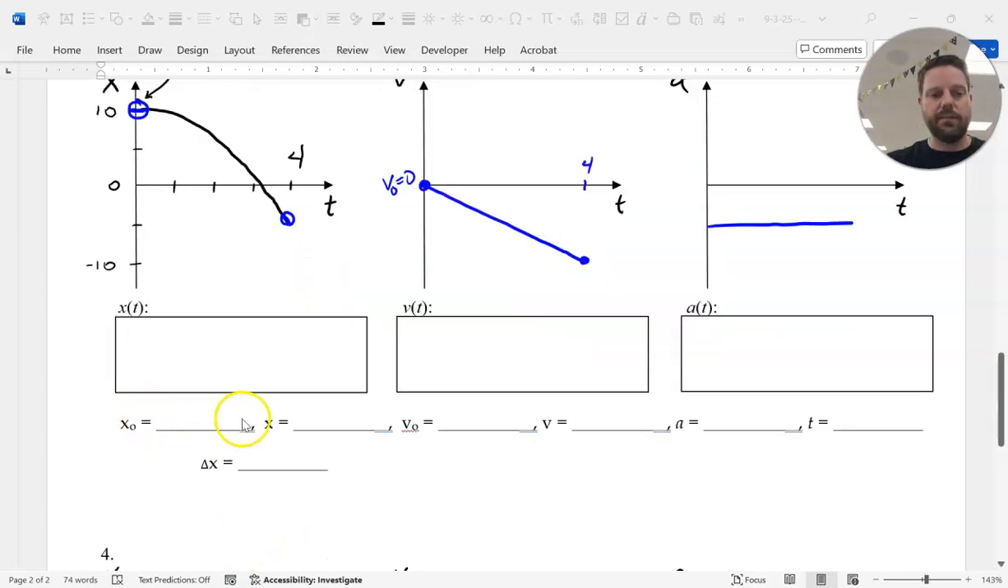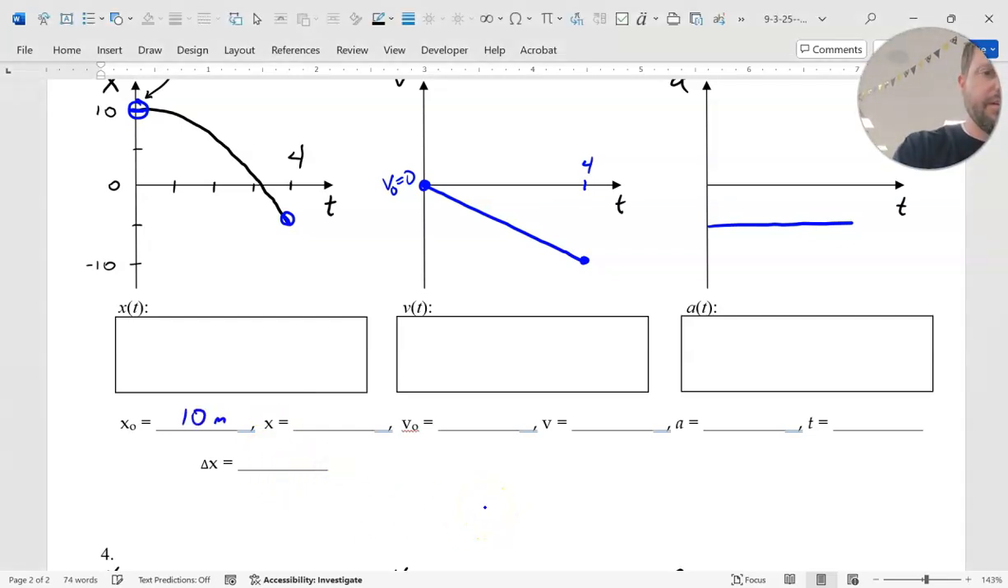And in fact, since I want x naught, x, delta x, and time, I can get all 4 of those things. So for example, I can get my starting position as 10 meters. My ending position looks like it is going to be -5 meters. So my delta x is going to be from the beginning down to the ending point, which is going to be -15 meters. And my time is 4 seconds.